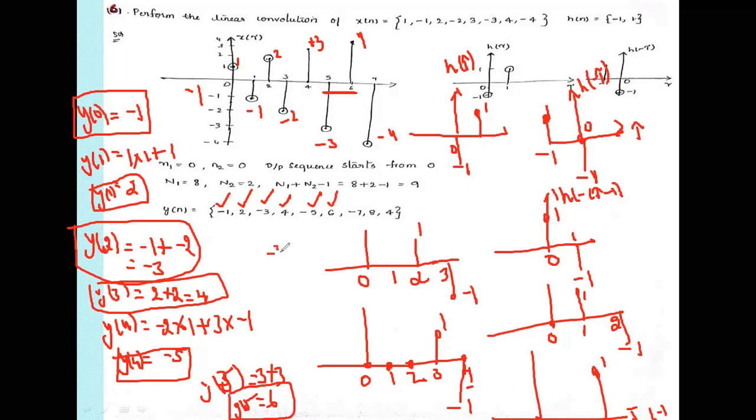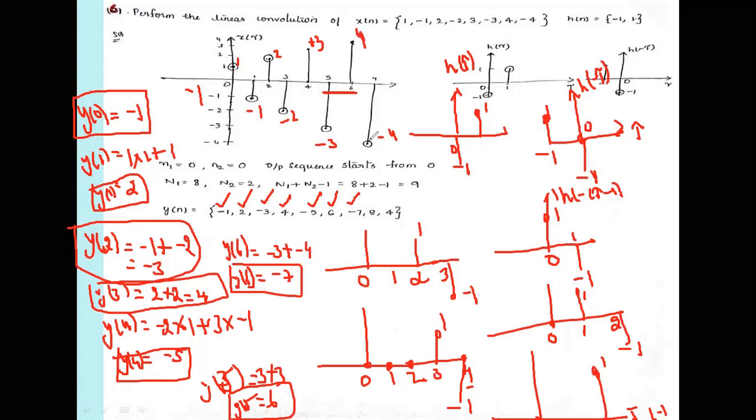So minus 3 into 1 is minus 3, plus 4 into minus 1, here the 4 is there, it's a magnitude, minus 4. So y of 6 is equal to minus 3 minus 4, which is minus 7. y of 6 is equal to minus 7.